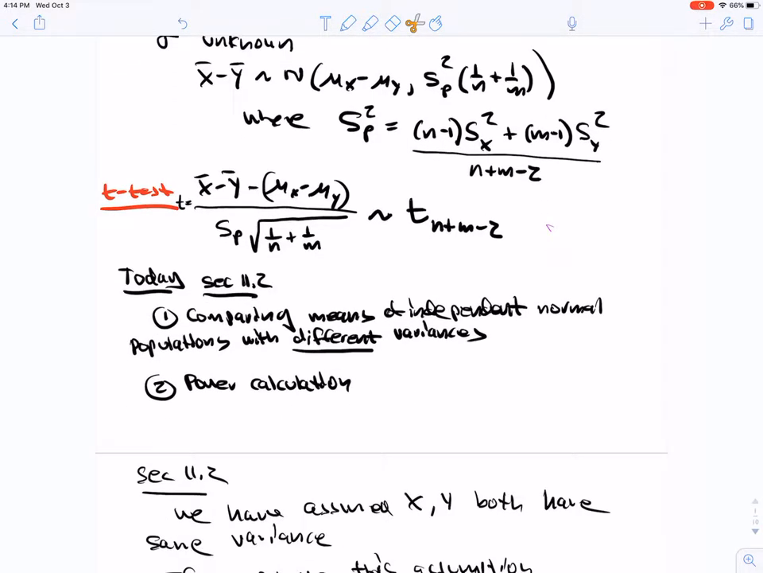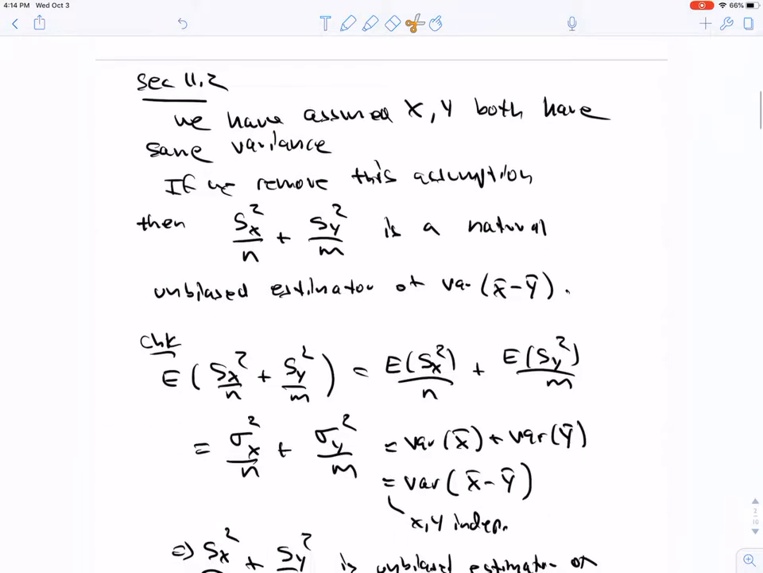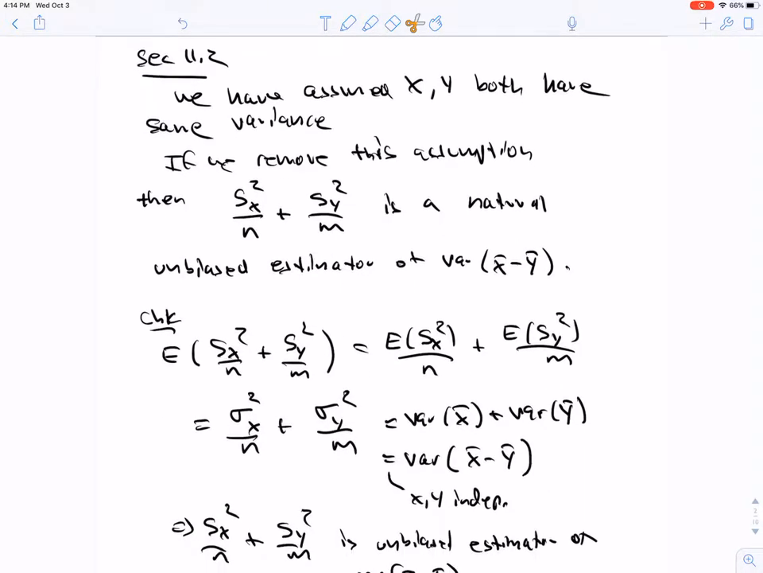Today we're going to remove the assumption that the two variances are the same for the two populations, and we're also going to do power calculations. So in section 11.2, as previously, we assumed that x and y both have the same variance. If we remove this assumption, then we're going to need a new estimator for the standard error, and we're going to use the sample variance of x over n plus the sample variance of y over m, and we can see that it's unbiased.